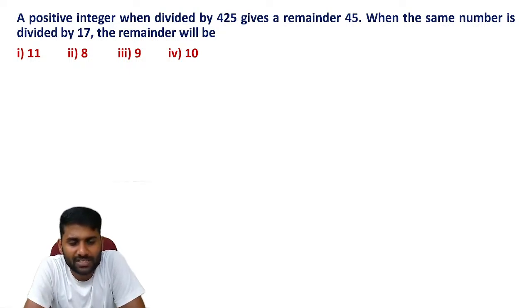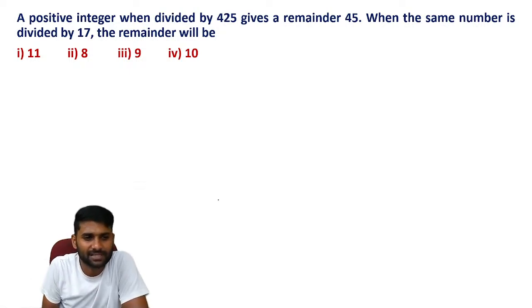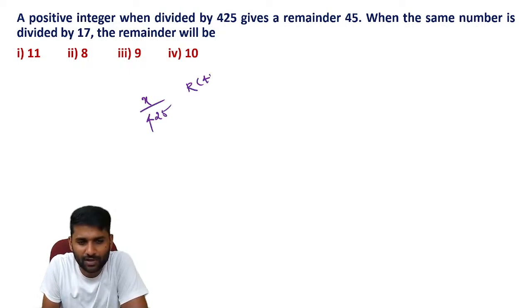A positive integer, when divided by 425, gives a remainder 45. When the same number is divided by 17, the remainder will be? See, when divided by 425, the remainder is 45. There is a number x. We are dividing it by 425, then the remainder is 45. What about the number? The divisor is multiplied with a quotient and the remainder is 45.